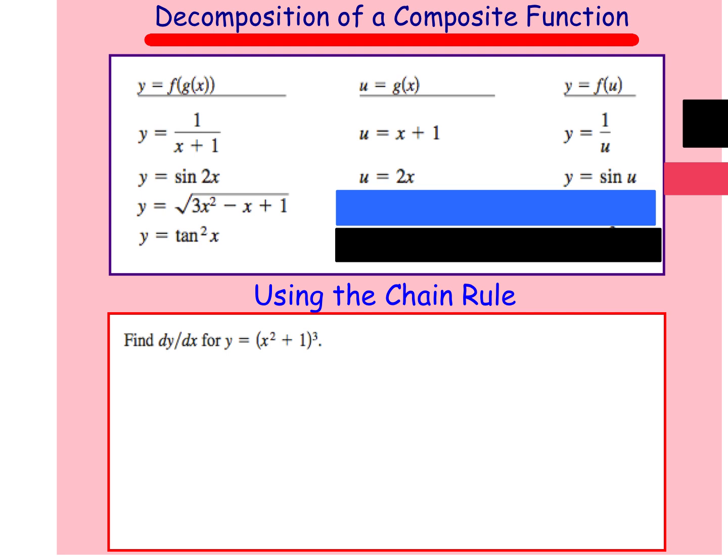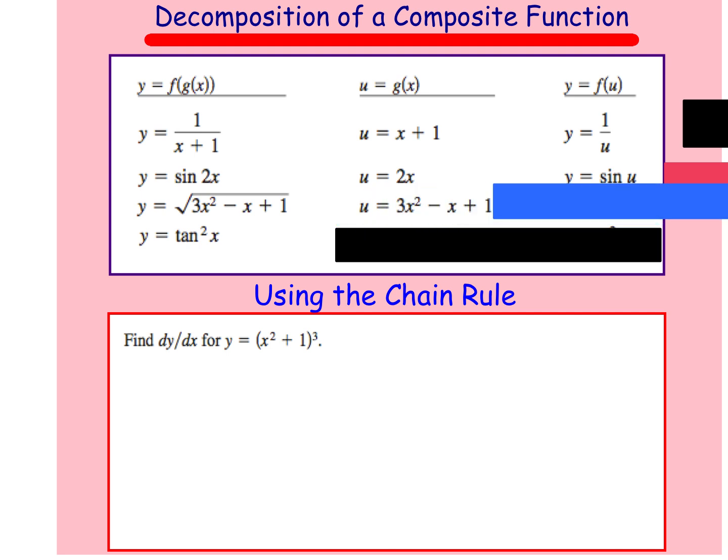All right, so this one, I have the square root of 3x squared minus x plus 1. What is my inside composite? 3x squared minus x plus 1, exactly. And so then what's my outside composite? The square root of x. All right, then let's do this one. Everybody most of the time messes this one up.